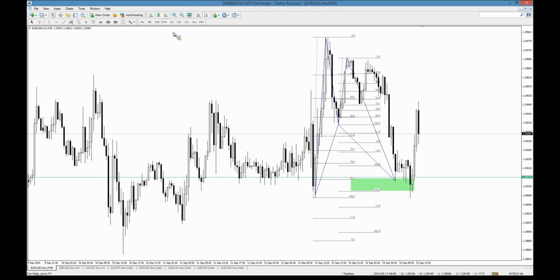Now, there are literally tons of different patterns out there. You just need to find one or two that fit your trading style or your personality, okay? Hopefully that makes sense to you guys. Any questions on that, guys?